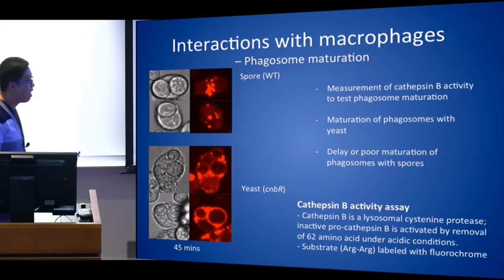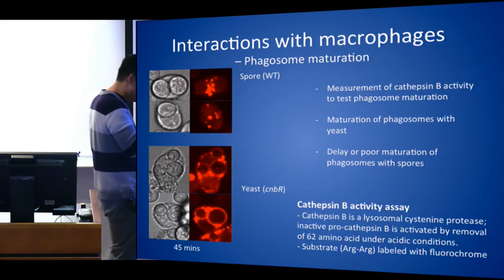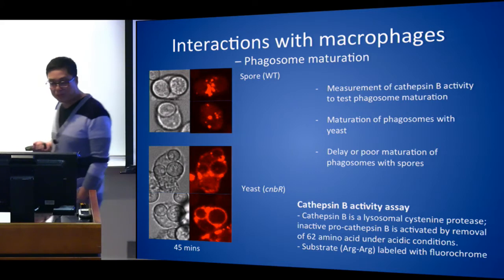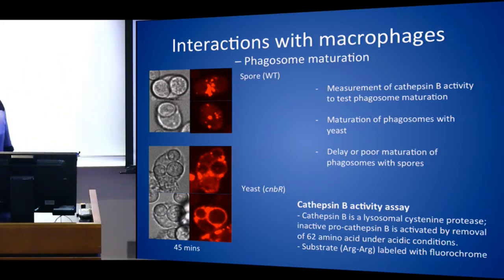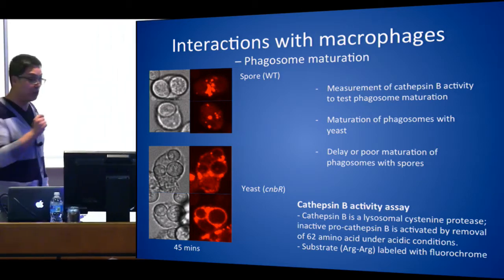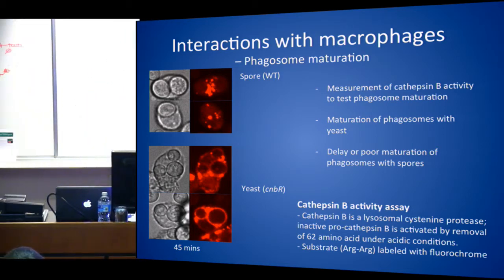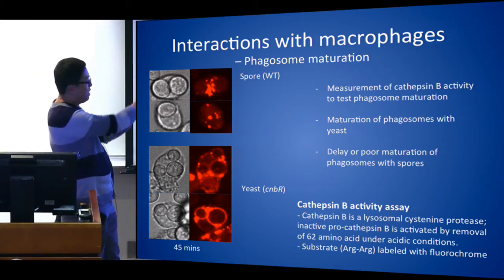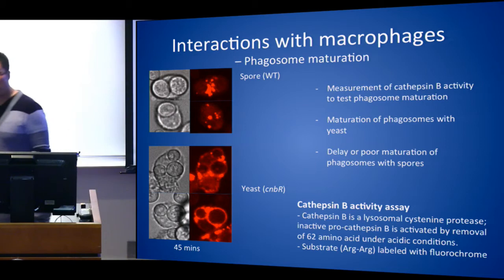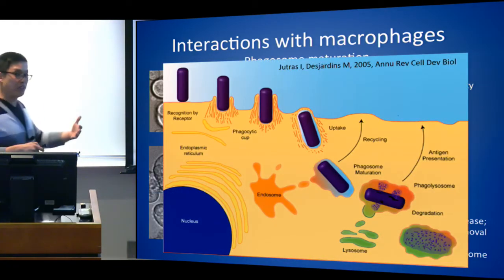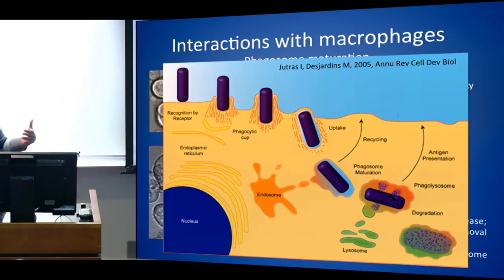Then we looked at how morphogenic differences affected host-pathogen interactions. Particularly, we looked at macrophage interaction with the mucor spores versus yeast. Spores become hyphae, as I told you. So macrophages phagocytose spores and yeast very well. What's going to be happening after that? This is the very typical pathway of a pathogen after phagocytosis.